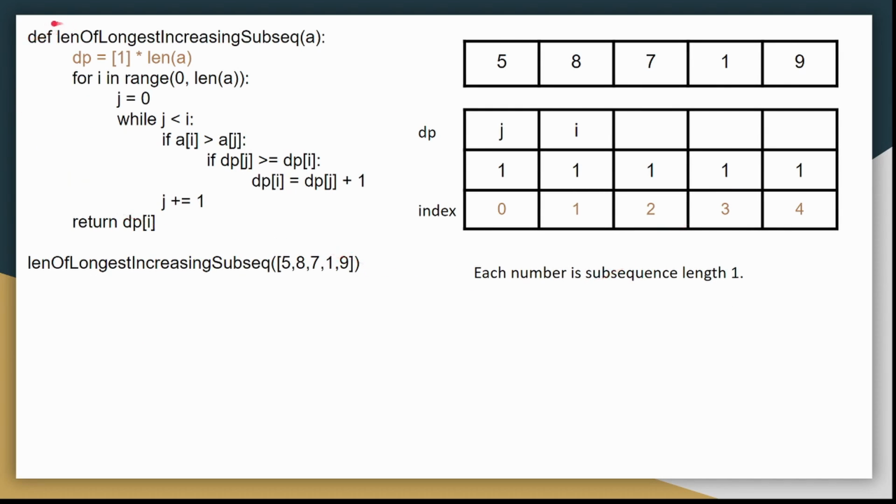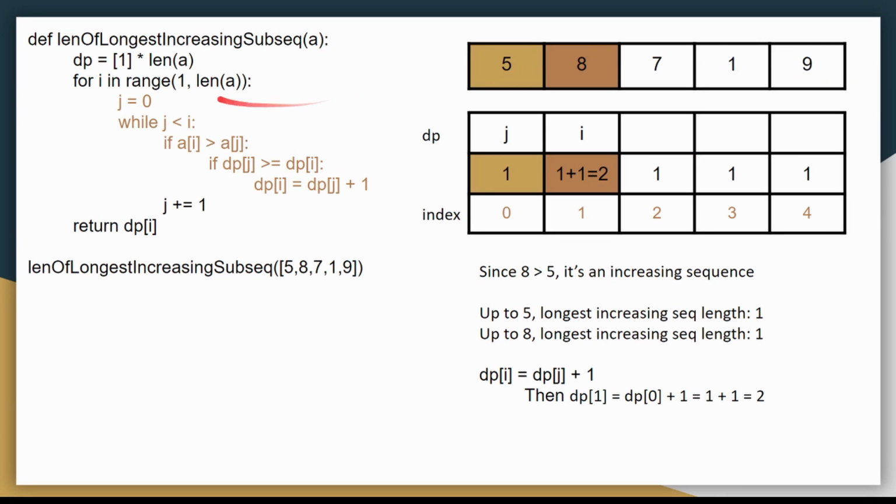So this is the code. We have a function called length of the longest increasing subsequence where we pass an a, or the array. Then we make a dynamic programming table that's filled with ones. Each number has at least a subsequence length of 1. That is why everything starts at ones.